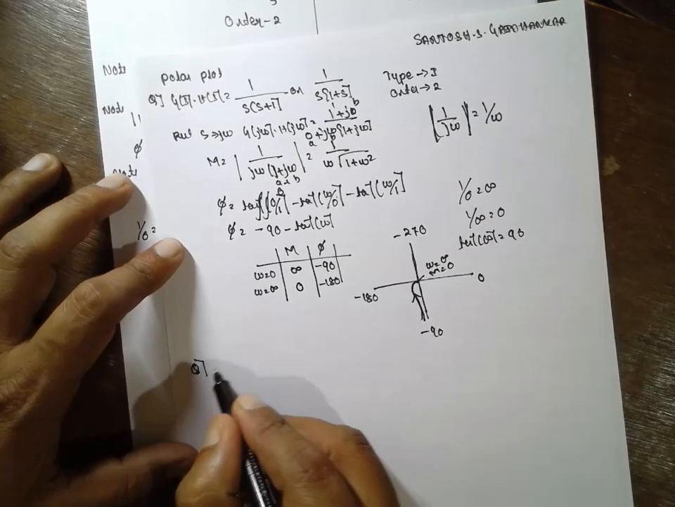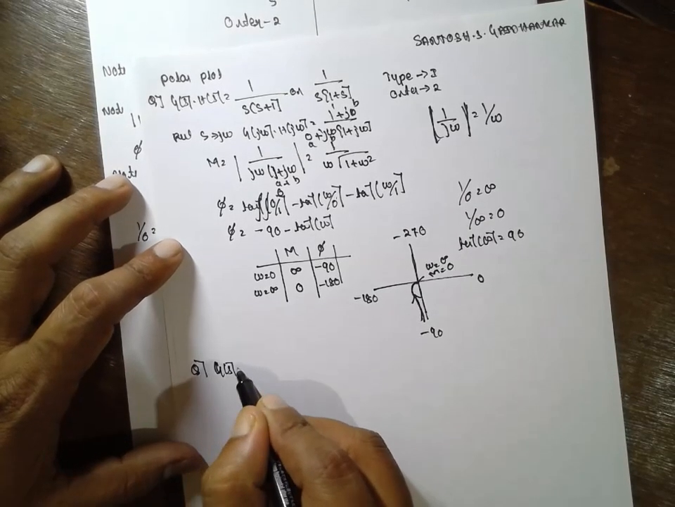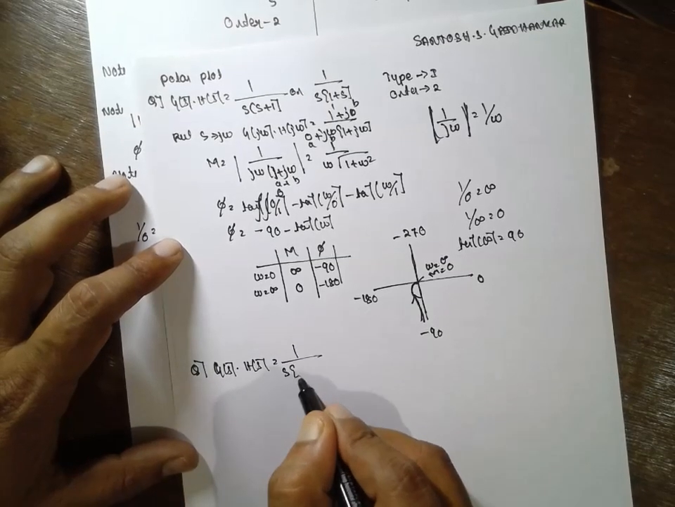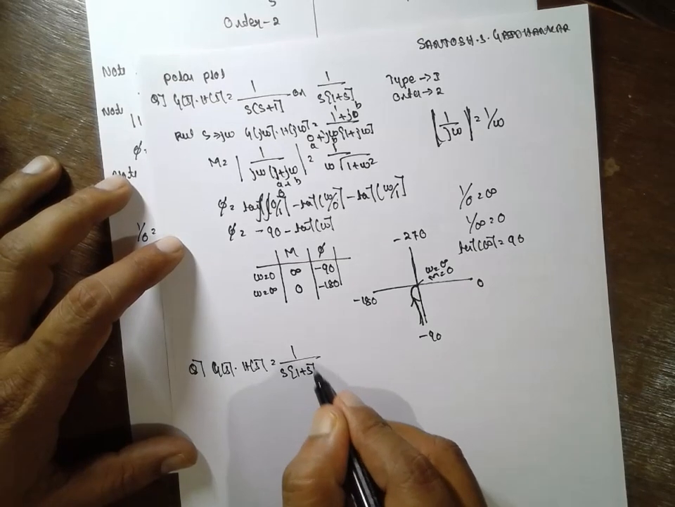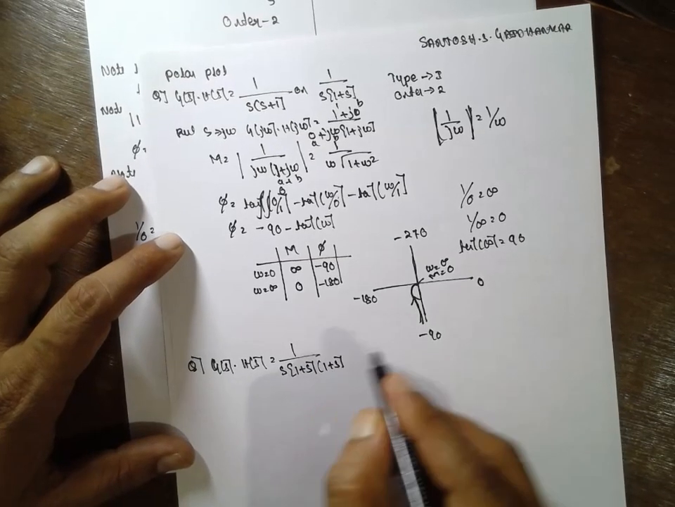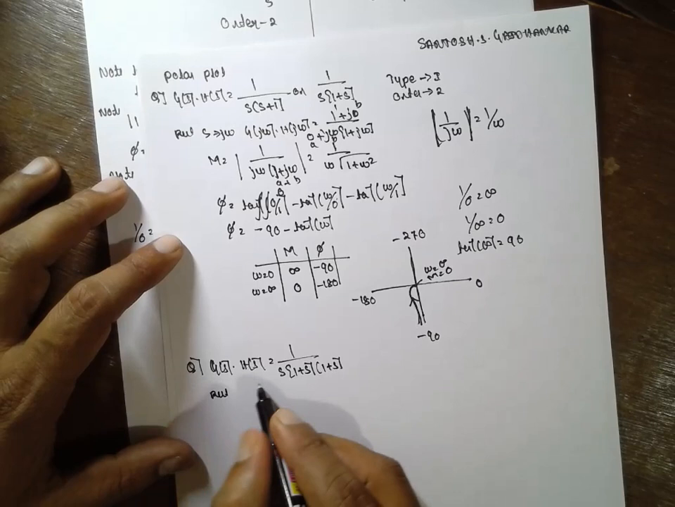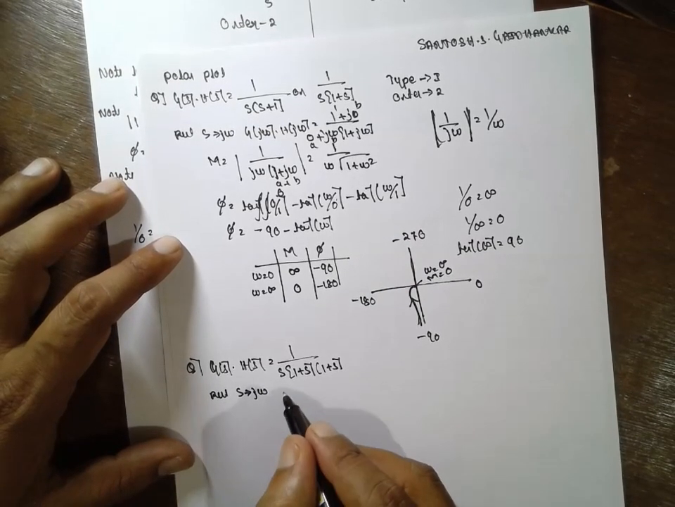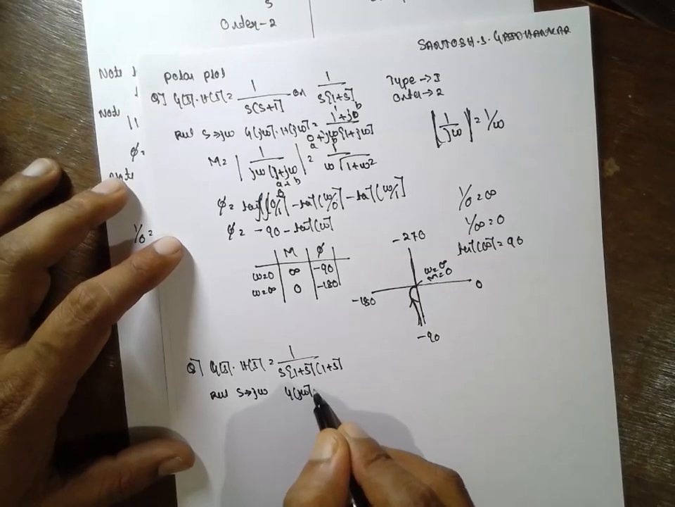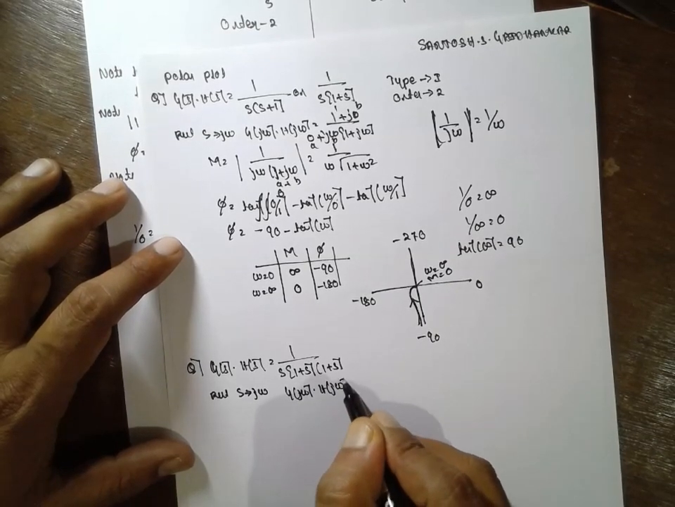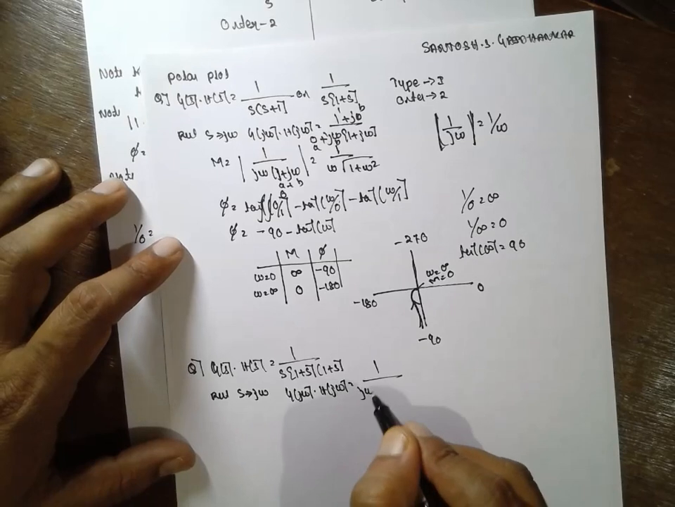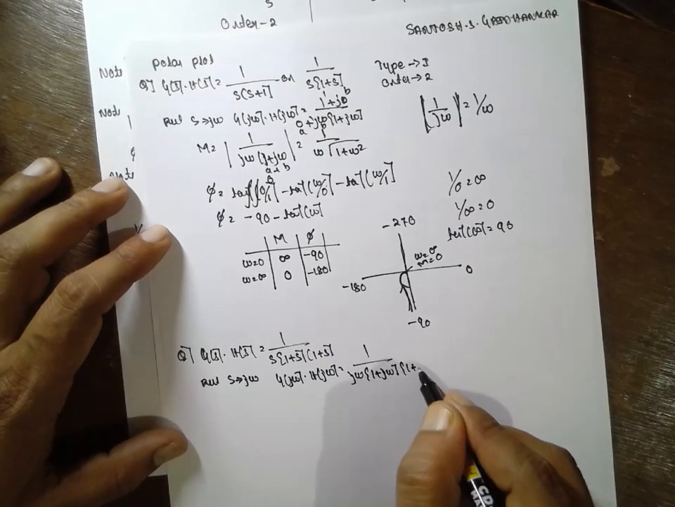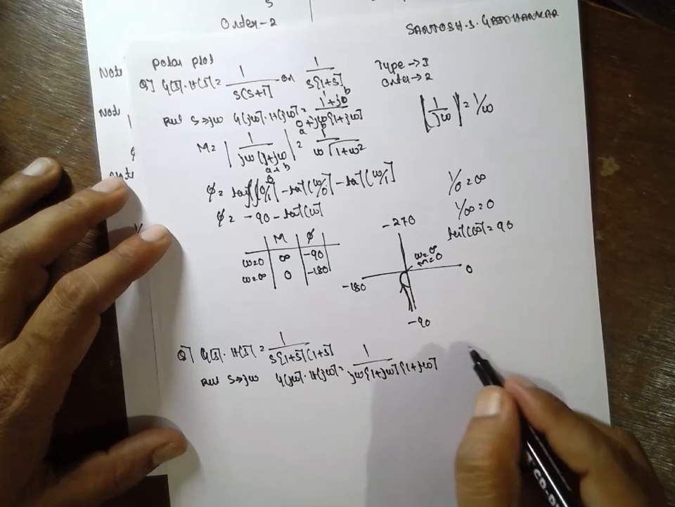Similarly, I will consider the second question. G of s into h of s is equal to 1 divided by s, 1 plus s into 1 plus s. Put s is equal to j omega, then it becomes G j omega h j omega is 1 divided by j omega, 1 plus j omega, 1 plus j omega.